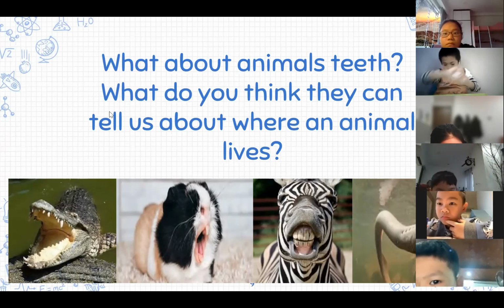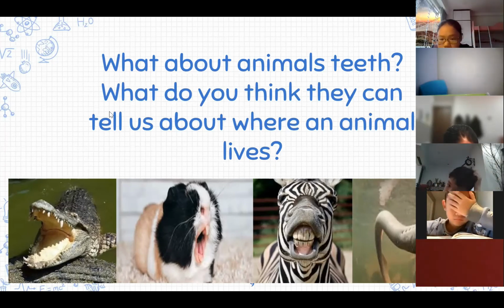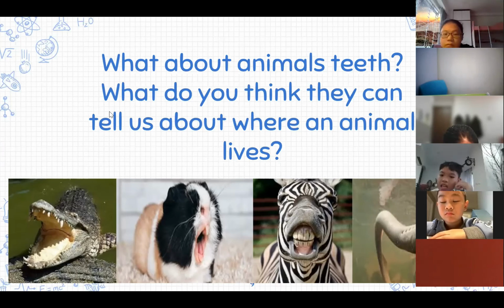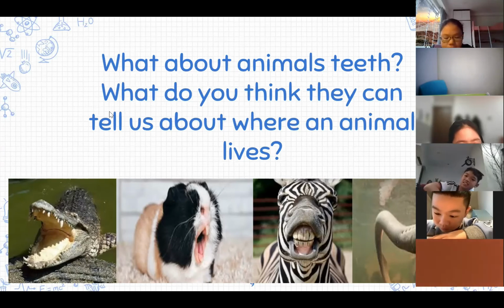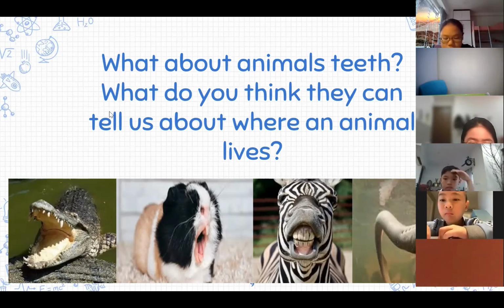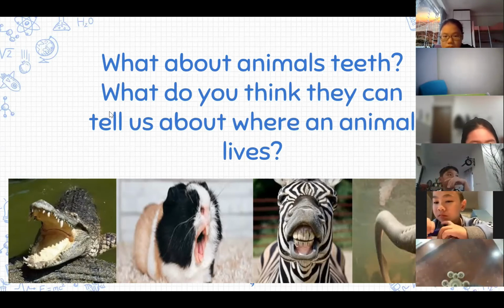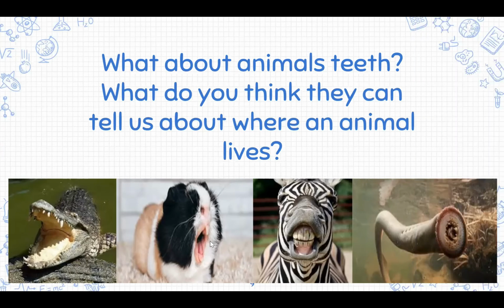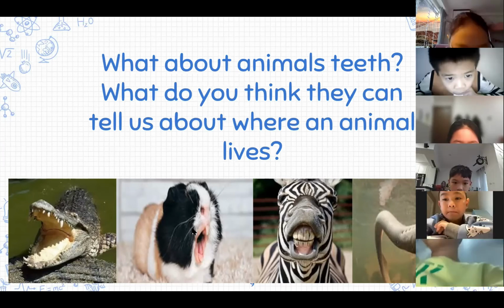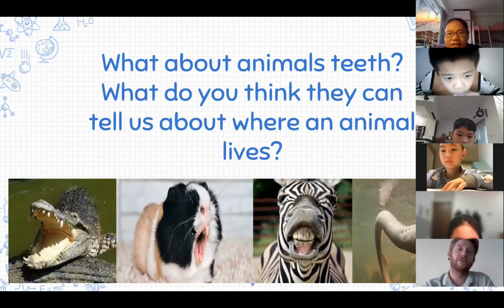Okay, how can you tell that it eats meat? I look at its teeth, because if the teeth are sharp, the crocodile can tear the prey. Yeah, can tear the meat. Good job. Katie, what about the hamster? What do you think the hamster eats? Seeds. Yeah, seeds. Perfect. Good job.